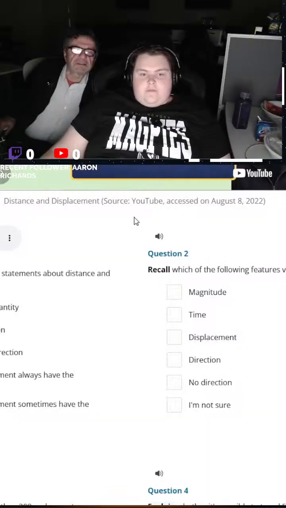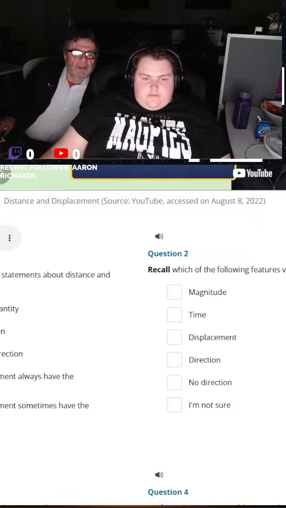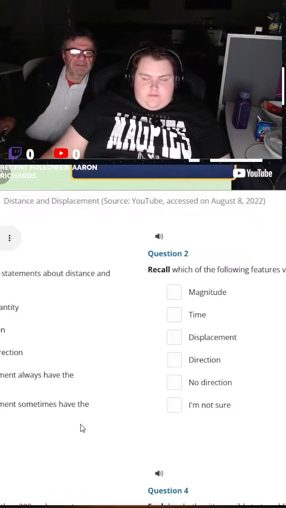This is true. Yeah, scalar quantity. And distance and distance sometimes have the same magnitude, which is true.